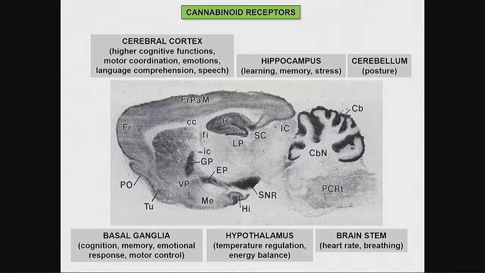So whatever function is controlled by this part of the brain is not affected by cannabis use, because there are no targets. Which are these functions? These functions are the control of heart rate and breathing. And that's why there are no cannabis overdose deaths. So cannabis doesn't kill, because we don't have targets in these important parts of the brain.